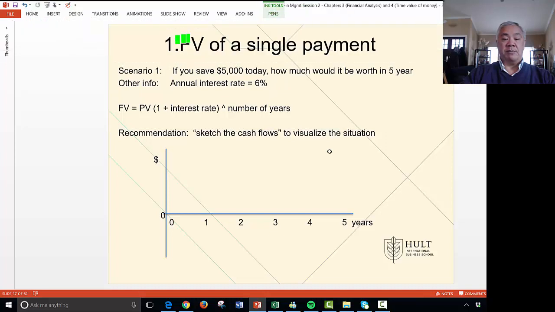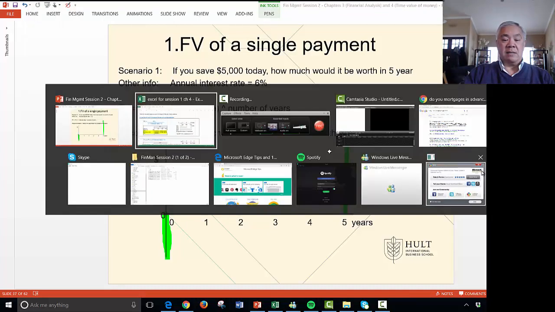So if I draw a picture, $5,000 today, and I save, so that's a negative, it would look like this, some negative number. And then in 5 years, it's going to be some big number, right? Hopefully much larger. So these are the two cash flows, and that's going to be our calculation. So now let's hop into Excel.